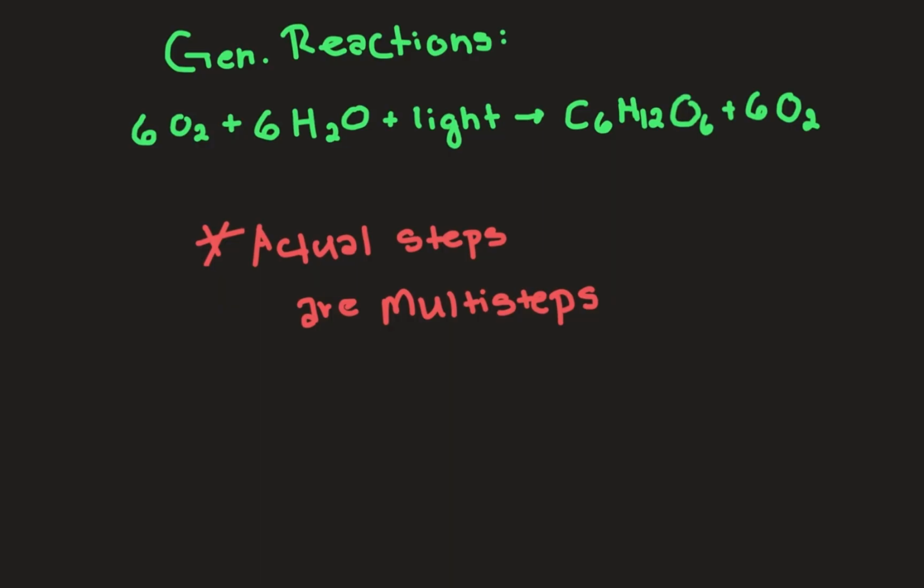So here I have written out the general reaction for photosynthesis. As an input, we have six CO2 molecules. Next, we have six water molecules. And then we have light, and they go all together. And then an output would be C6H12O6 plus 6 O2 molecules.